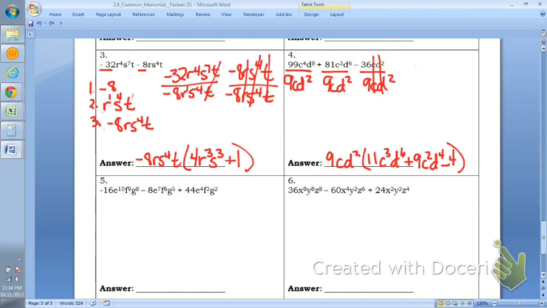Checking number 5. If you see your greatest common factor was 8, you are incorrect. Yes, 8 goes into 16 and 8, but it does not go into 44. 2 does go into all three numbers, but there is a bigger number than 2. How about 4? 4 goes into 16, it goes into 8, and it goes into 44. So I'm going to use my greatest common factor of 4.